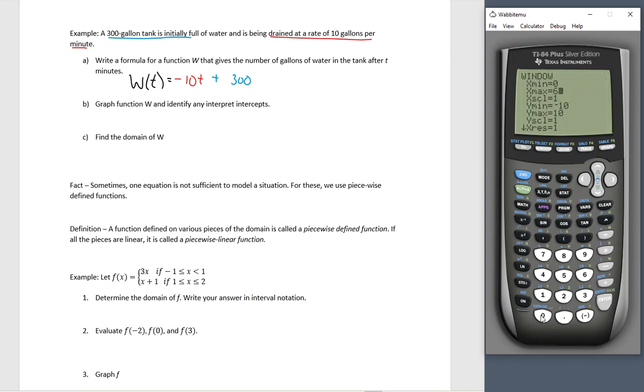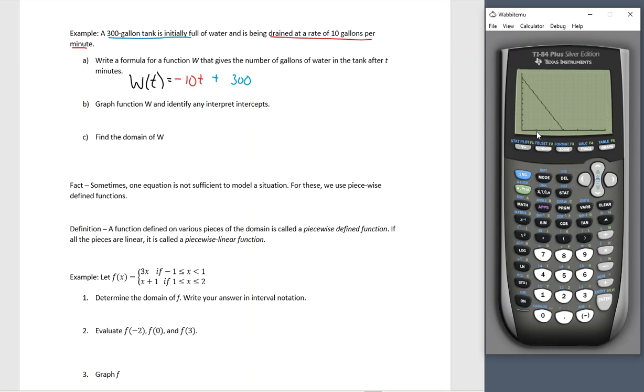Let's go an hour. And let's go an X scale of every 10 minutes. There we go. The Y values, will I ever have negative 10 gallons of water in the tank? No, because that's not possible. And I know the maximum water in the tank is 300, but I'm going to go a little above that just so that I could see everything fairly clearly. I'm going to go by 30s for no reason whatsoever.